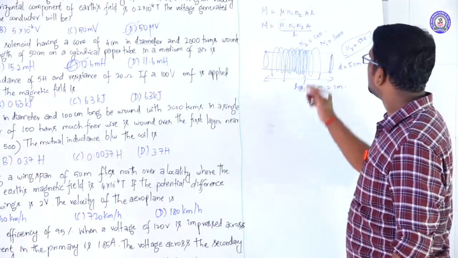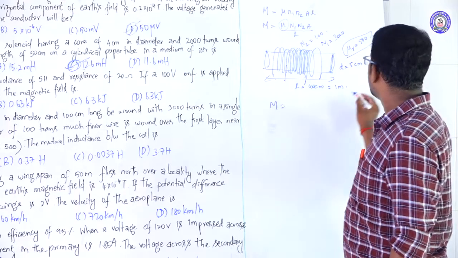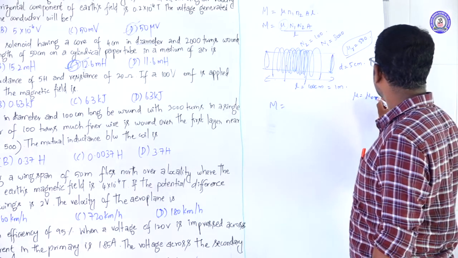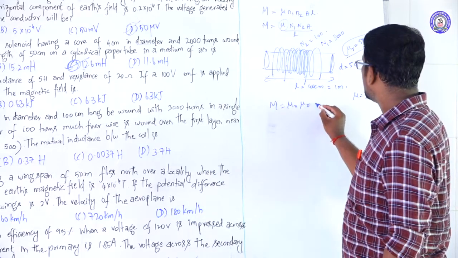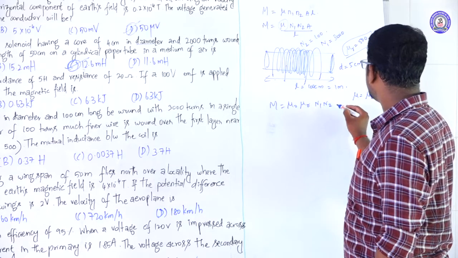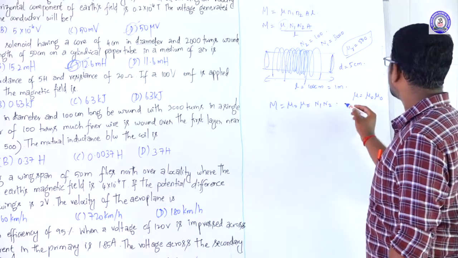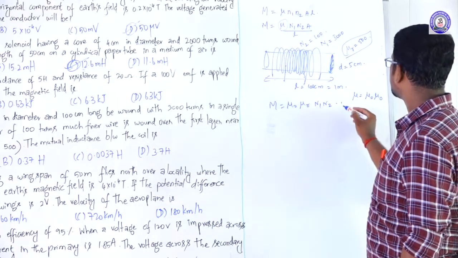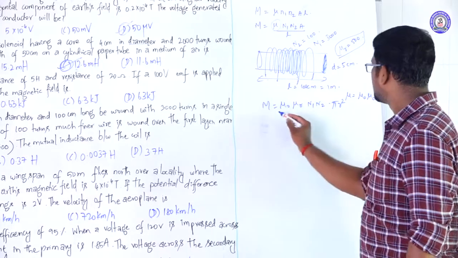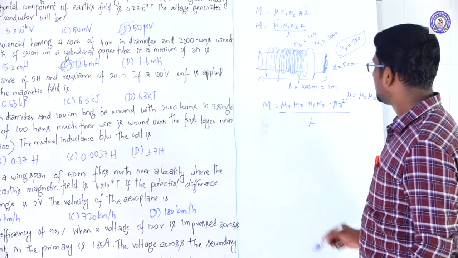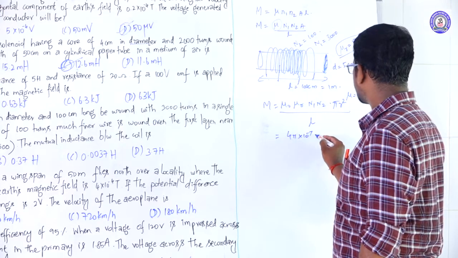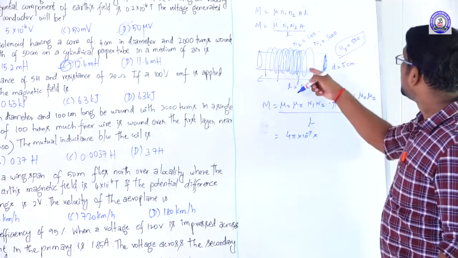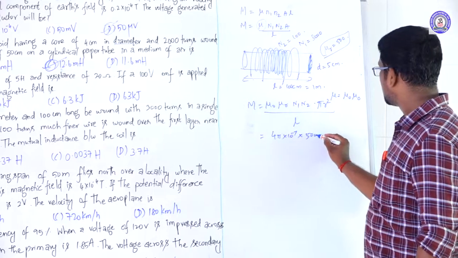Permeability of iron, mu, is equal to mu naught into mu r. So the formula is mu naught mu r N1 N2 A divided by l. The area value is not given, so this is a circular area of cross section, so pi r square divided by l. Mu naught is 4 pi into 10 power minus 7, and the relative permeability of iron is 500.